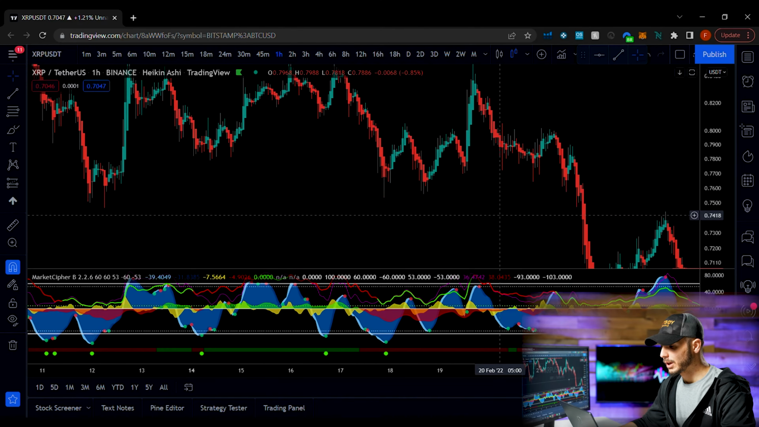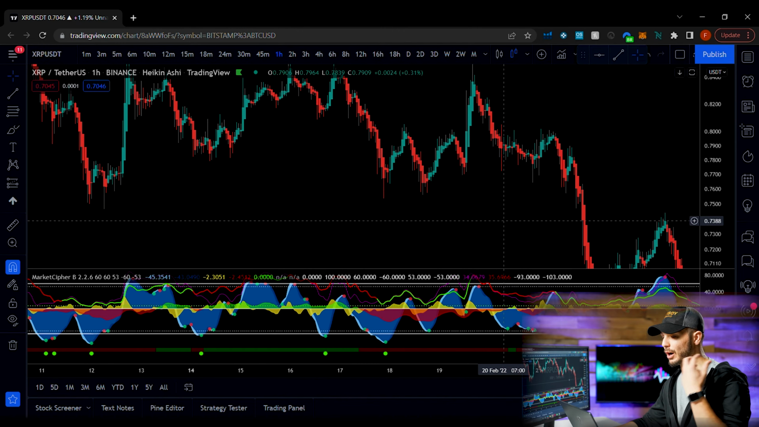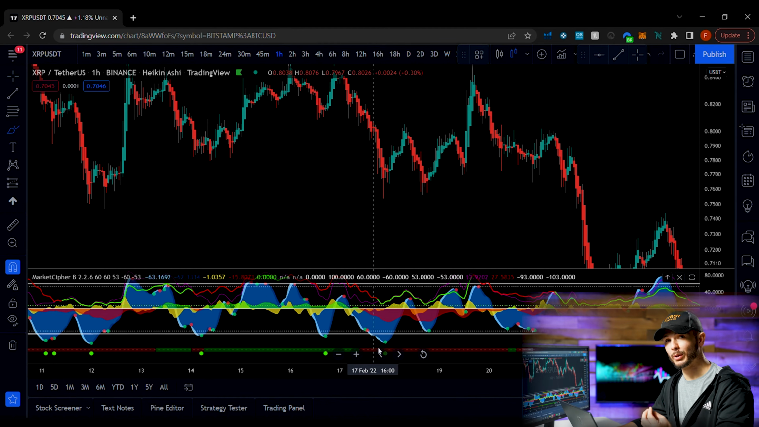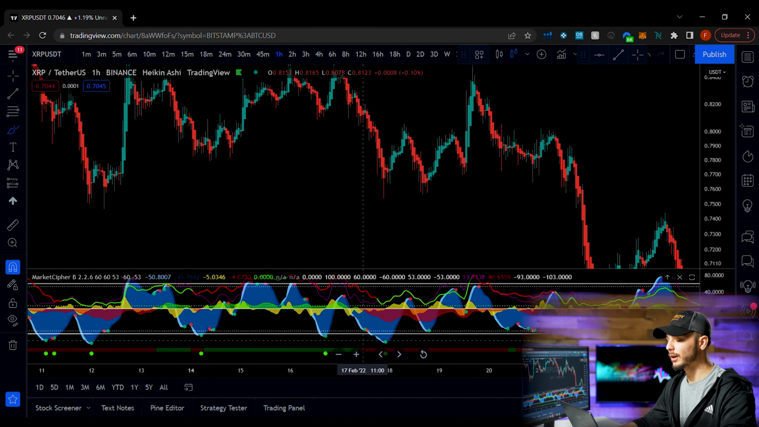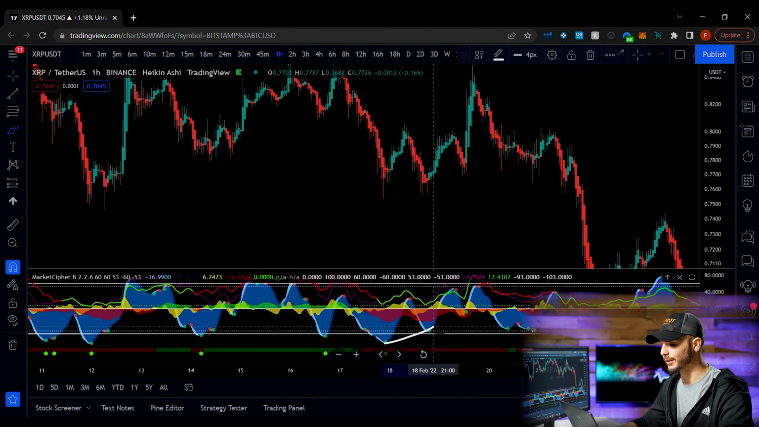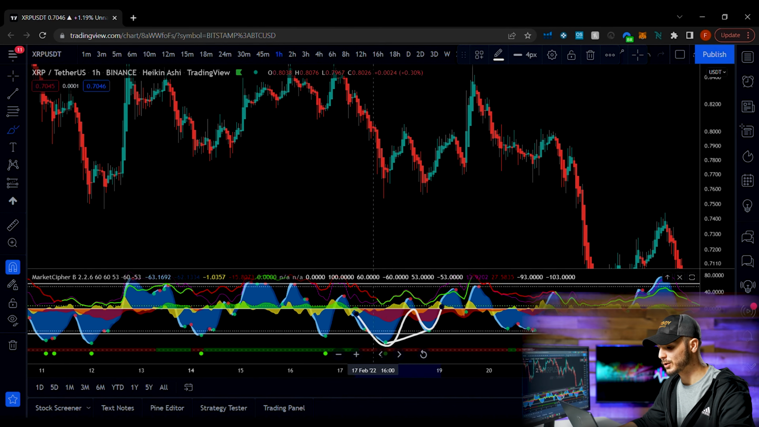Let's get into it. So we're going to start off with an example of a bullish divergence. Basically, what you're looking for with bullish divergences is you want to look for your blue momentum waves, in this case on Market Cipher B, to be heading in the upward direction, right? So you have a big wave here, and then you have a little wave here. So you want to be able to draw a diagonal line to the upside.